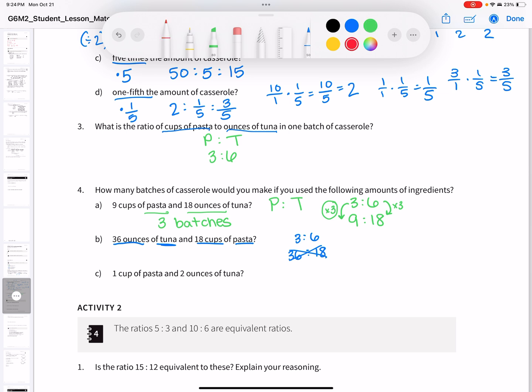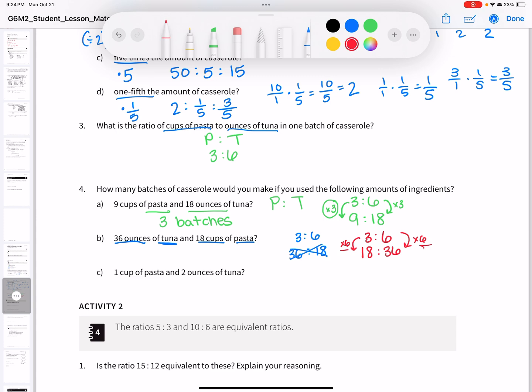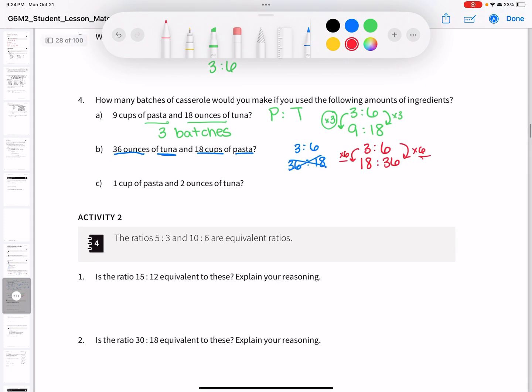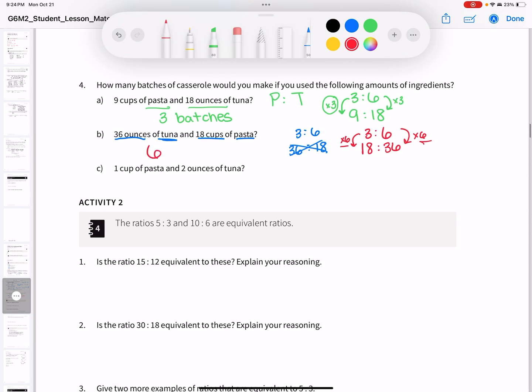We need to do instead, we have 3 cups of pasta to 6 ounces of tuna. So we need to switch that ratio. It needs to be 18 to 36. Now, I know 6 times 6 gets me 36 because I know my multiplication facts. And what I do to one side, I have to do to the other. Is 3 times 6 18? Yes, it is. So if both of these numbers are 6, that means 36 ounces of tuna and 18 cups of pasta is equal to 6 batches because I multiplied by 6 on both sides.